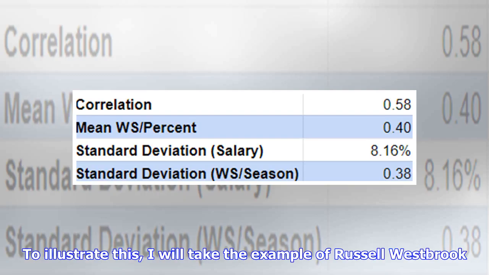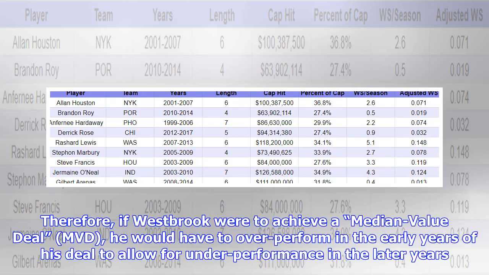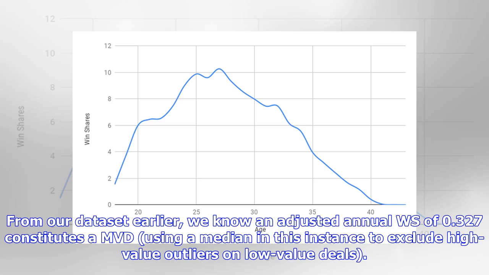To illustrate this, I will take the example of Russell Westbrook. Westbrook is in the first year of his contract and is 30 years old currently, so his performance should be expected to decline throughout the remainder of his contract. Therefore, if Westbrook were to achieve a median value deal (MVD), he would have to overperform in the early years of his deal to allow for underperformance in the later years. From our dataset earlier, we know an adjusted annual WS of 0.327 constitutes a MVD, using a median in this instance to exclude high-value outliers on low-value deals.